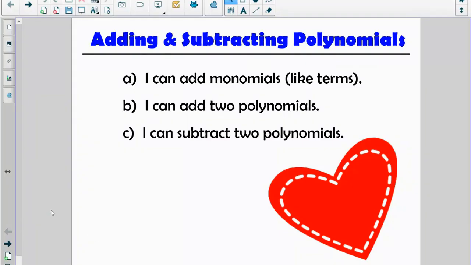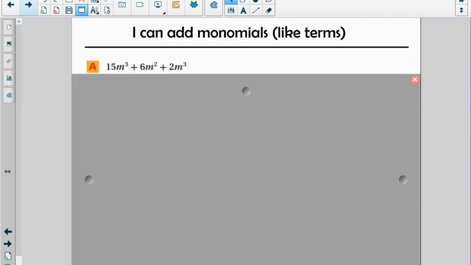All right, next we're going to take a look at adding and subtracting these polynomials, these expressions with many terms and positive exponents. So we're going to take a look at three different parts: just adding monomials, and how do we do that? And we're going to take a look at adding two polynomials when there's many terms in each polynomial, and then finally subtracting polynomials.